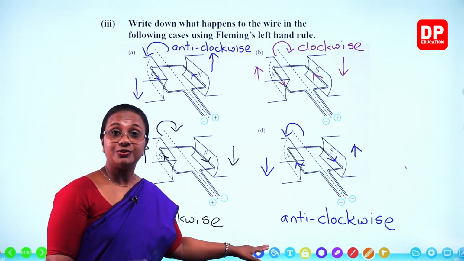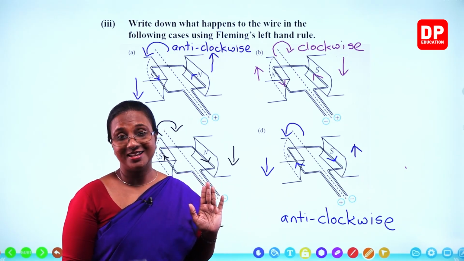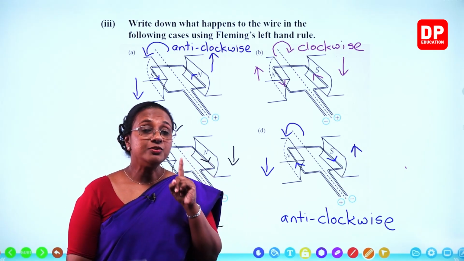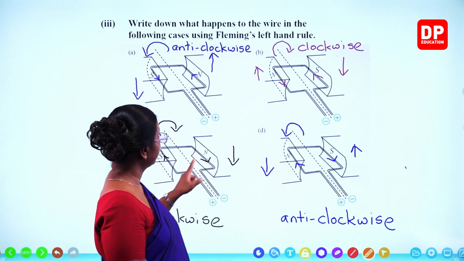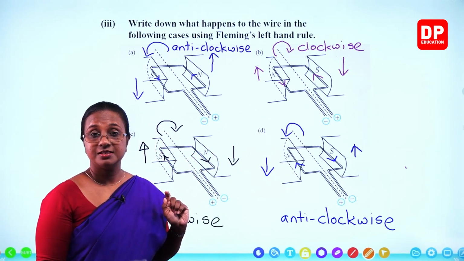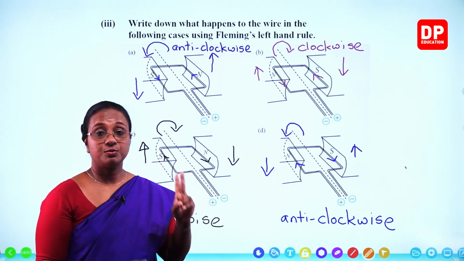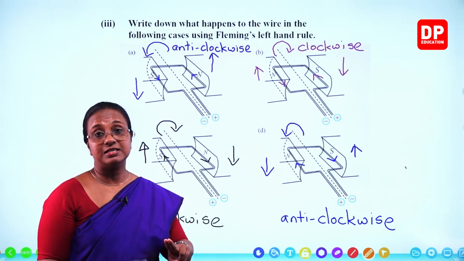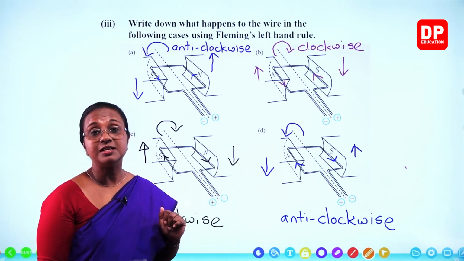I told you all to try that on your own. I'm sure you would have done that. So when you change the direction of one factor, the direction of rotation changes. But when you change both factors simultaneously, both quantities simultaneously, then of course the direction of rotation remains the same.